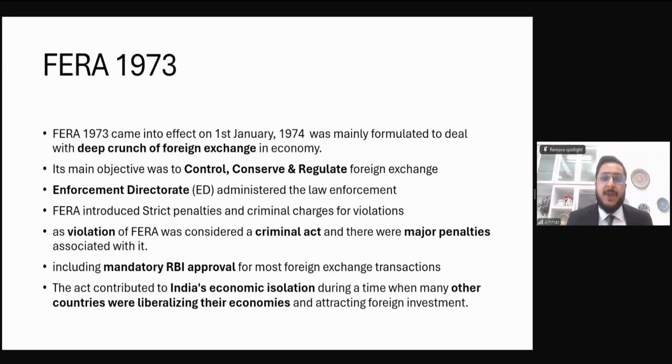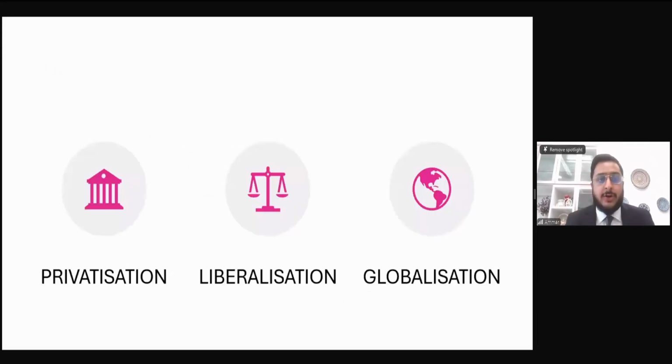It started with FERA, and it went towards FEMA, and it is regularizing. It is making it easier to do these foreign exchange transactions, and we all know India opened up with globalization. So there was a need for privatization, liberalization, and globalization. That's how India's economy was regained, and a major part of this globalization was also helped by the introduction of FEMA.